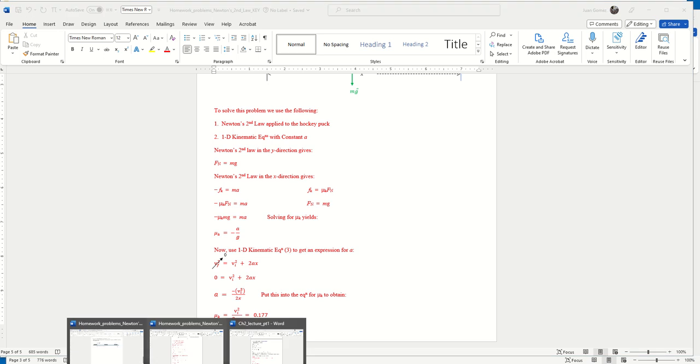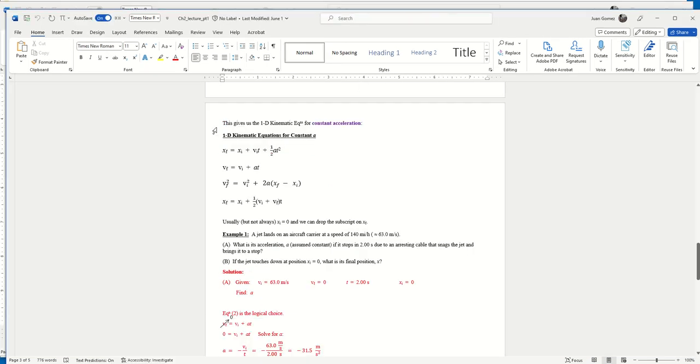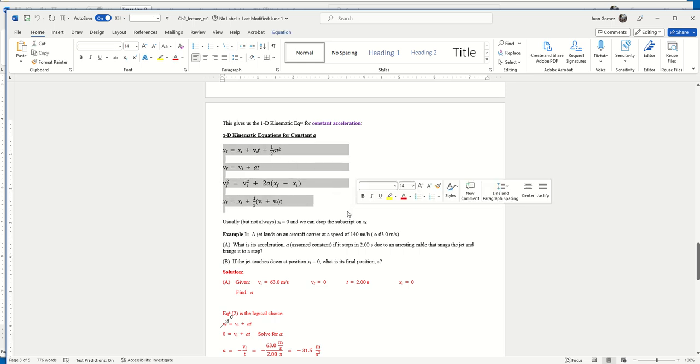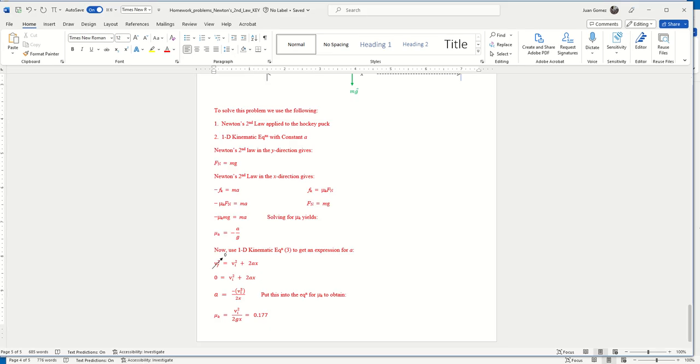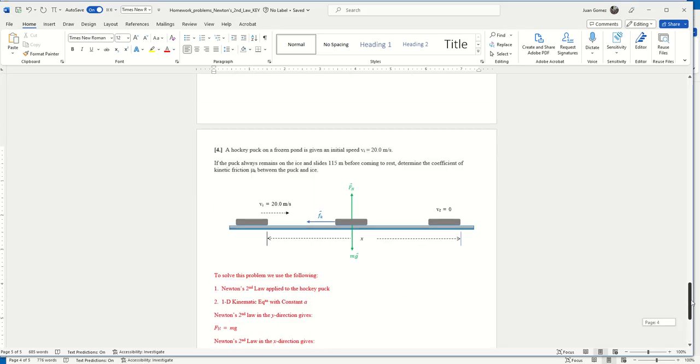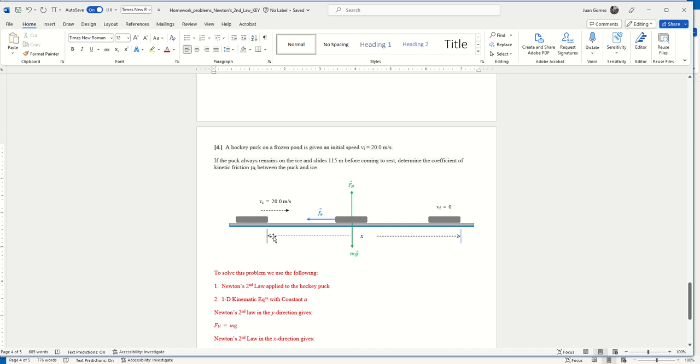Well, let's go back to the 1D kinematic equations. And here they are. These are the 4 equations, going in order 1, 2, 3, and 4. Well, why am I using equation 3? A lot of times we can set x initial equal to 0 and just replace x final with x. So in other words, going back to my problem, I know x. Remember, x is 115 meters. That's the distance it slides before it comes to a stop.